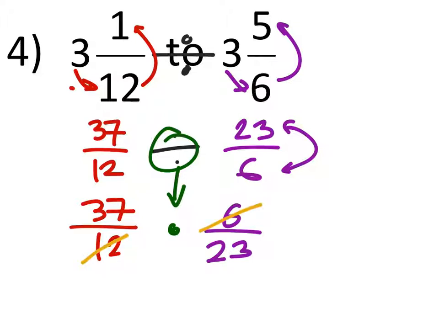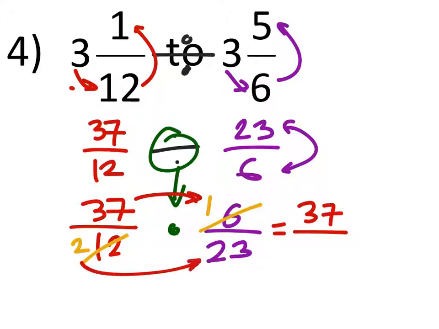We'll cross simplify. 12 and 6, so we're dividing those by 6. So that becomes a 1. Here we have a 2. Is that okay? And now we can just multiply straight across. That's what it looks like. If not, then we'll simplify anyways later on. 37 times 1 is 37. 2 times 23, bam, 46. I can't think of anything that those would be simplified by. So it looks like that would be our answer.